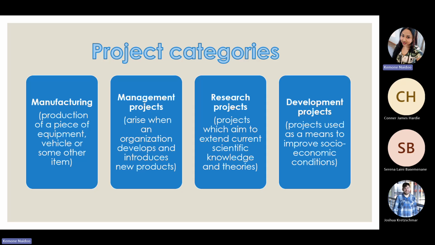So, the manufacturing project is the production of a piece of equipment, vehicle, or other items. A management project arises when an organization develops and introduces new projects. Research projects are projects which aim to extend our current scientific knowledge and theories. So these are more research based. And development projects are projects used as a means to improve the socio-economic issues that we have. So yeah, like maybe we have corporate social responsibility, those kinds of things.